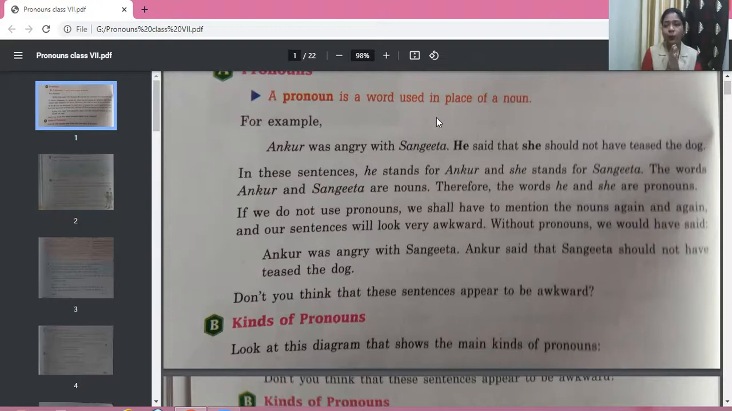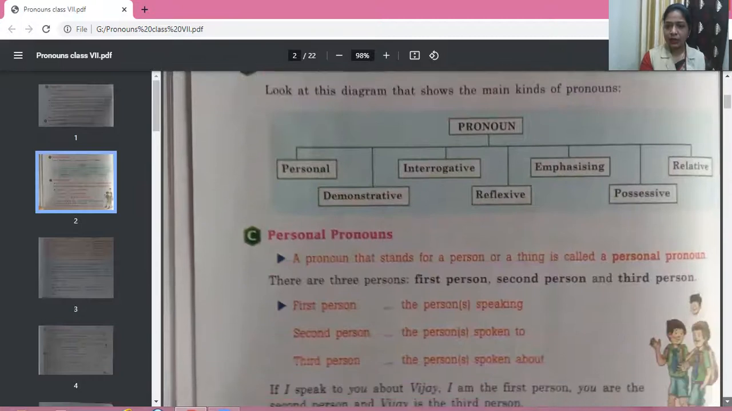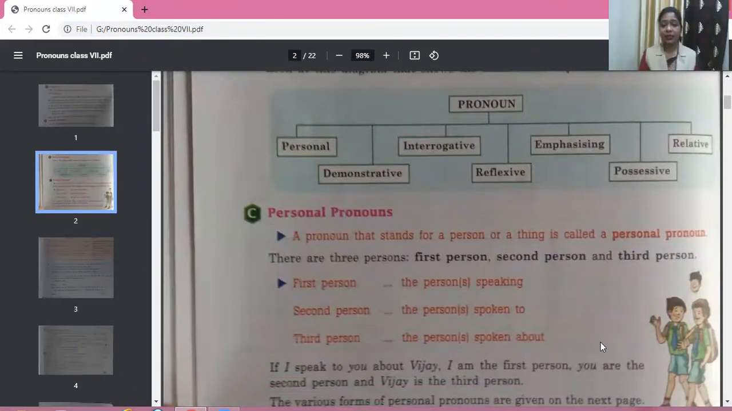So when we use pronouns in place of persons or things or animals, they are personal pronouns. They are he, she, it, they, them, their, you, yours. All these will go through the chart. Now, first of all, let's talk about first person, second person, and third person. There are 3 persons, and they are all personal pronouns.